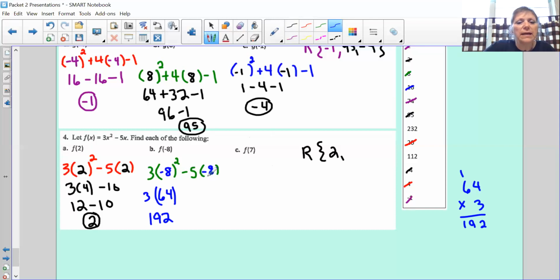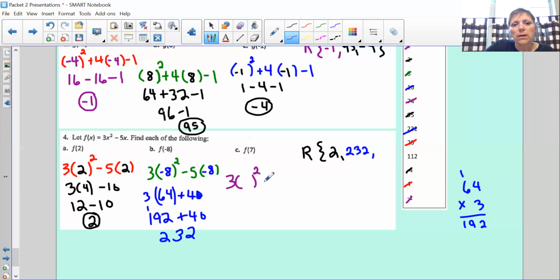Okay, a -5 times a -8 is -40. Excuse me, +40. So if we add, okay, I'm going to add the 2 and the 0 and get a 2. I'm going to add the 9 and the 4 and get 13. Carry my 1, and then that makes 232. Okay, and the last one is 7. Okay, so 3x squared minus 5x, and the domain is 7.